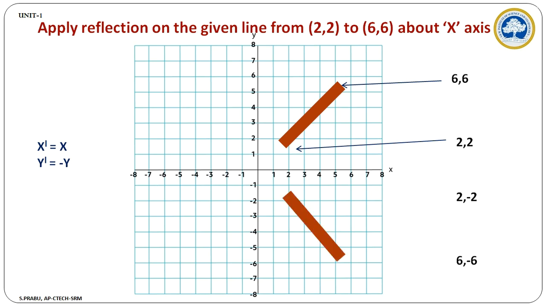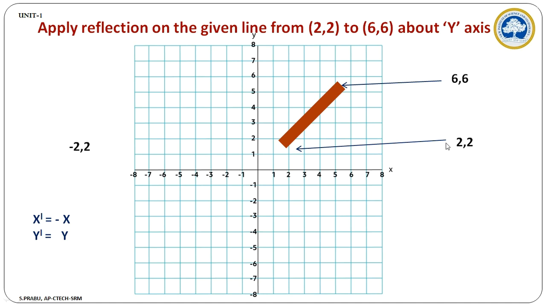Now we redraw the image. We can get this straight line, that is exactly the mirror image of the original. Suppose the same values are asked about the y-axis, then using this formula you can find the y-axis reflection. That means negate the previous x coordinate value and keep the same y coordinate value. Then we get the reflection about the y-axis. Now 2, 2 can be converted into minus 2, 2 and 6, 6 can be converted into minus 6, 6. Redraw the image in this pixel, and you can get the reflection about the y-axis.